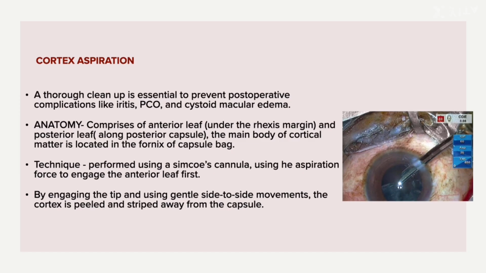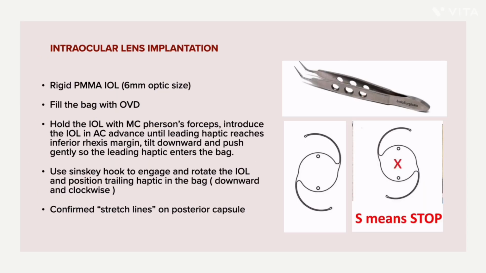Now to cortical aspiration. Anatomically, cortex has an anterior layer under the rhexis and has a posterior layer over the capsule, with bulk in the capsular fornix. It is performed using Simcoe's cannula, applying controlled aspiration. Always start by engaging the anterior cortex first and use gentle side to side movements to peel and strip the cortex from the capsule. Now key point here is thorough yet gentle aspiration ensures a clean capsular bag and better visual outcomes.